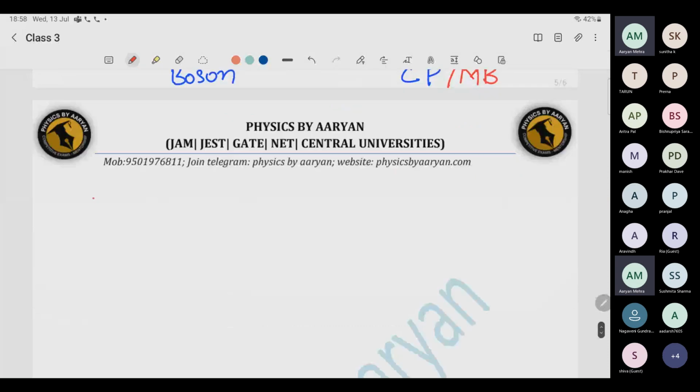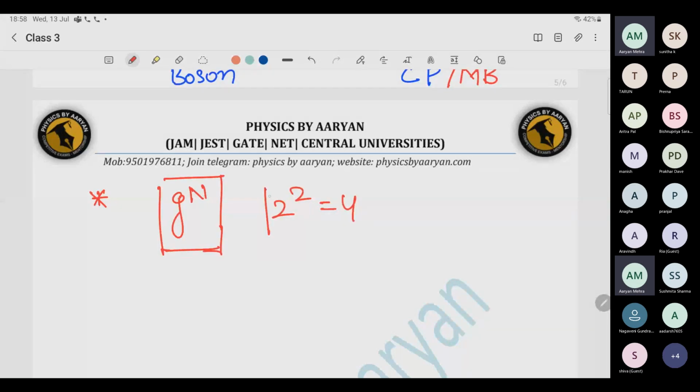So what is the general formula for classical? It is n raised to power g. No, sorry, g raised to power n. So 2 raised to power 2 gives you 4. So this is the general formula for classical particles.